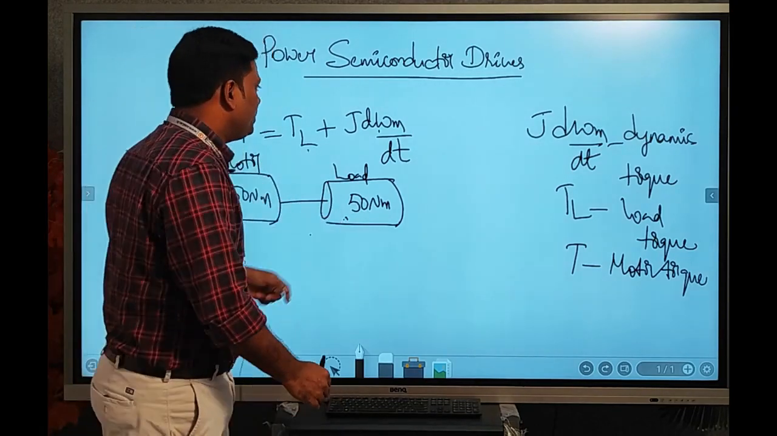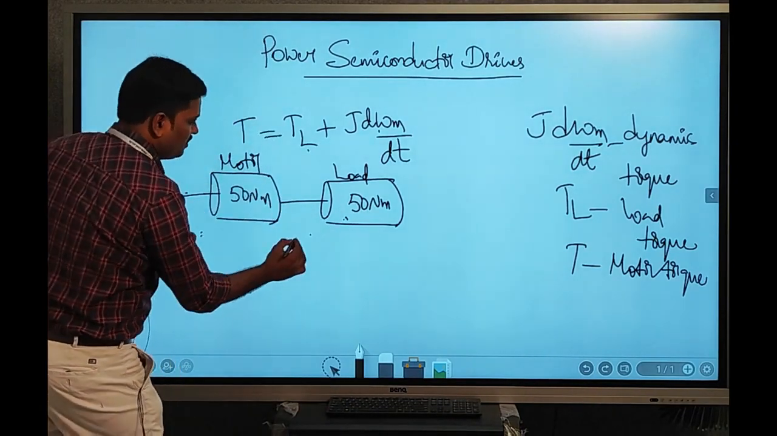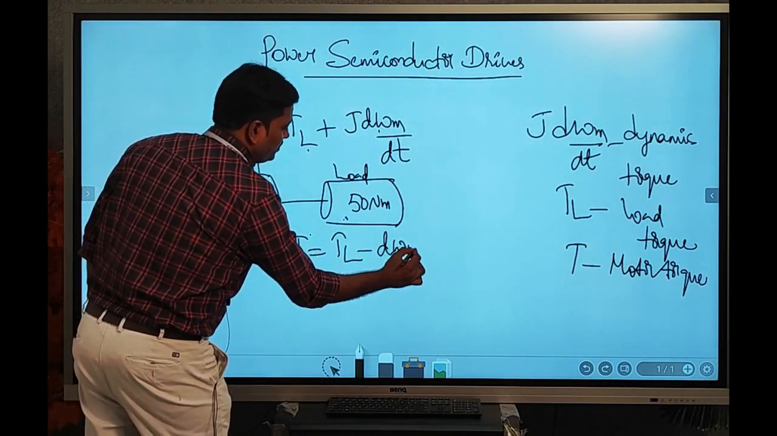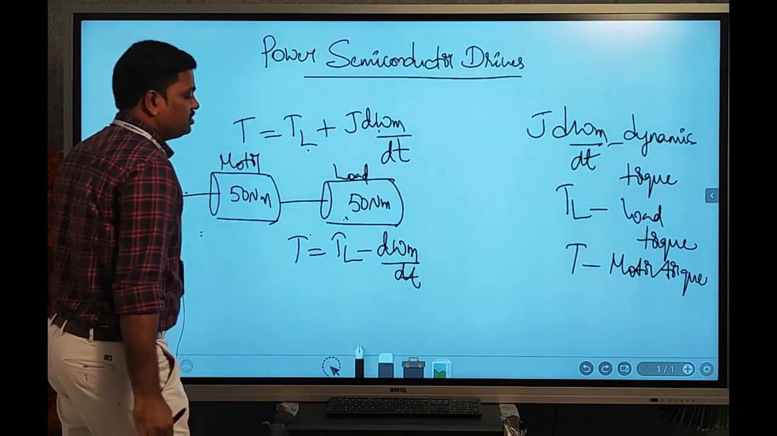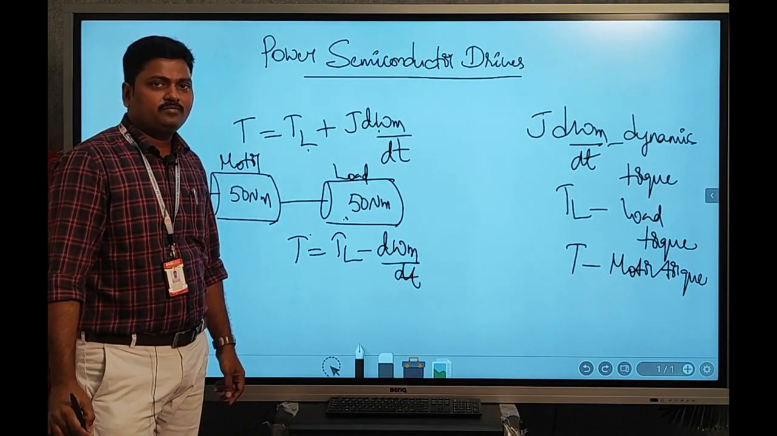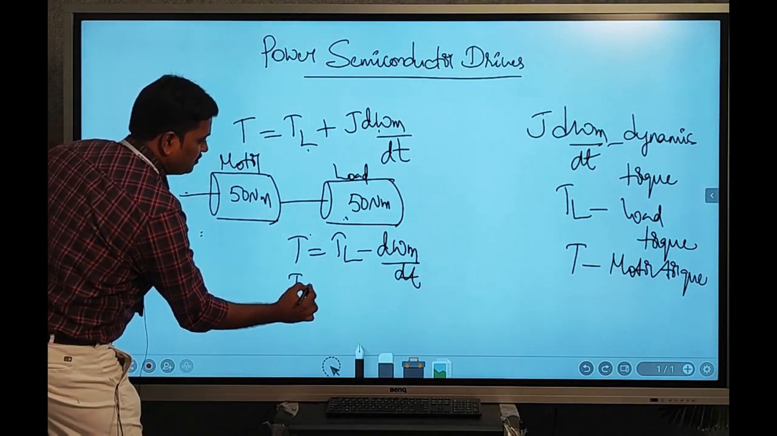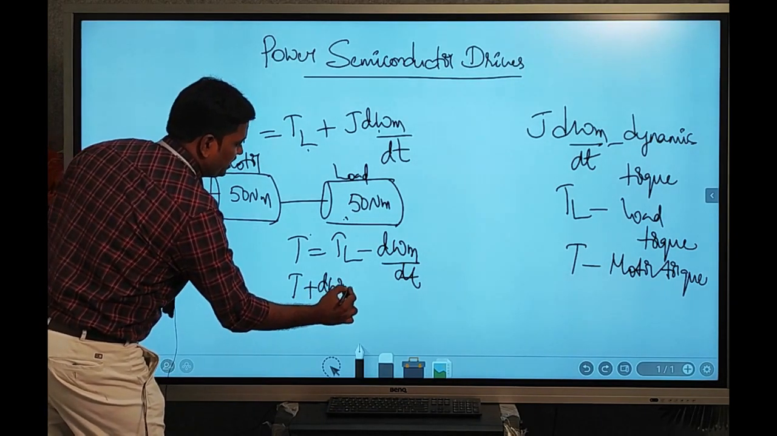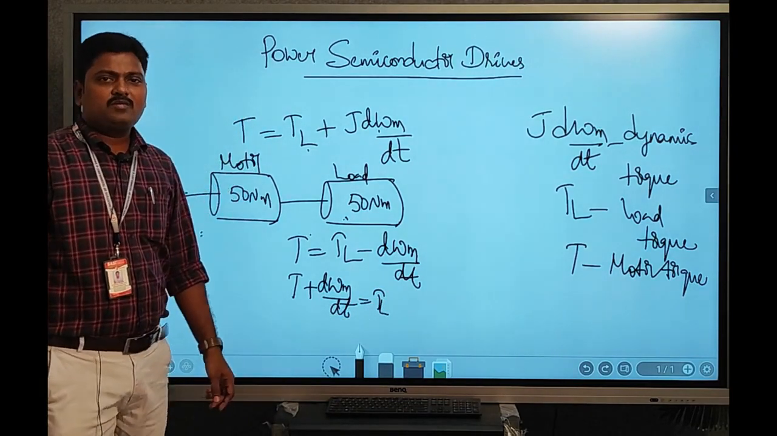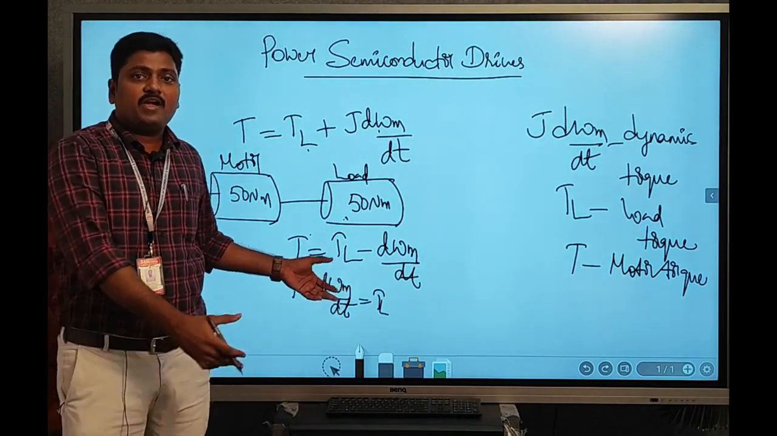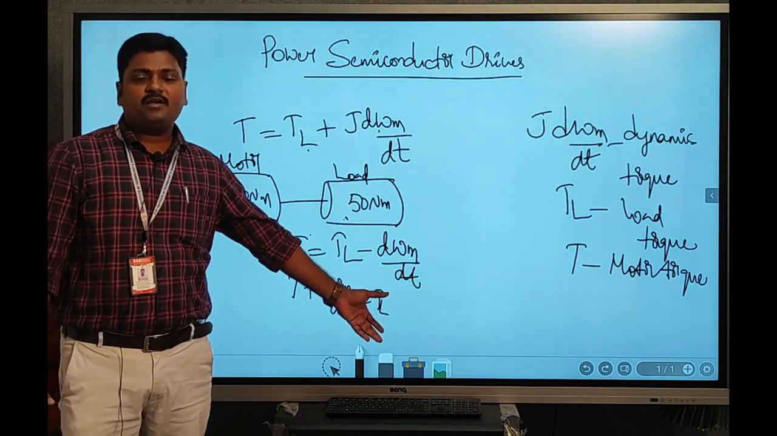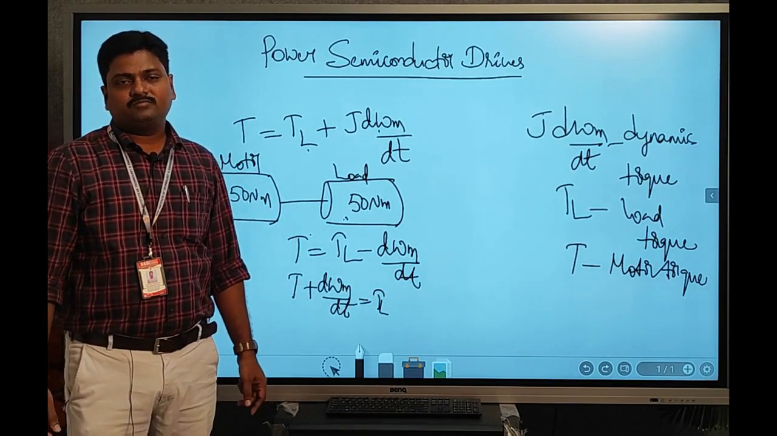So whenever d omega by dt becomes negative, the fundamental torque expression, T equal to TL plus J d omega m by dt, has a negative second term. The expression becomes T equal to TL minus J d omega m by dt. So I could say that T plus J d omega m by dt is equal to TL. So what happened now? The same dynamic torque is now added to the motor torque. It is aiding the motor torque to serve the torque demanded by the load, TL.